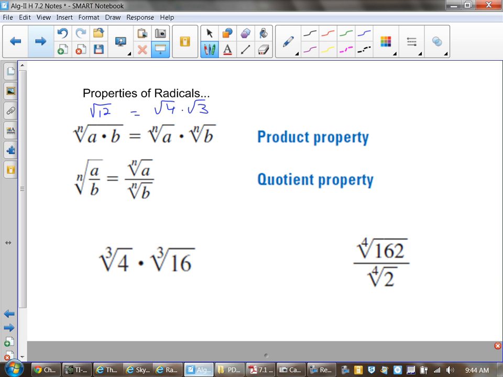For example, if I look at the cube root of 4 times the cube root of 16, it really doesn't get me very far. I can't simplify either one of those, but since they have the same nth root, can I multiply those two numbers under the radical together? Yeah, and then you wind up with the cube root of 64, and that's something you should be able to simplify out. The cube root of 64 is 4.